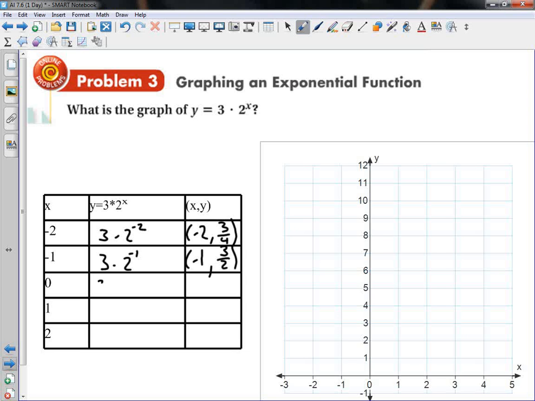If I plug in 0, I get 3 times 2 to the 0 power, which is going to be 0, 3. If I plug in 1, I get 3 times 2 to the 1st power, which is 1, 6. And if I plug in 2, I get 3 times 2 to the 2nd power, which is 12.